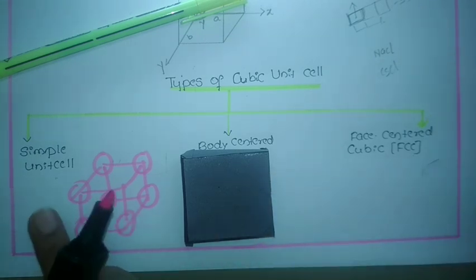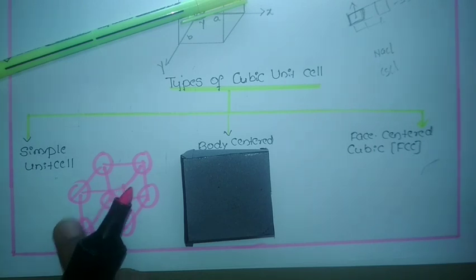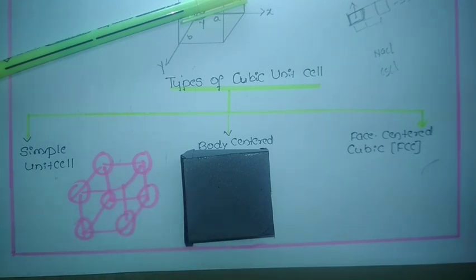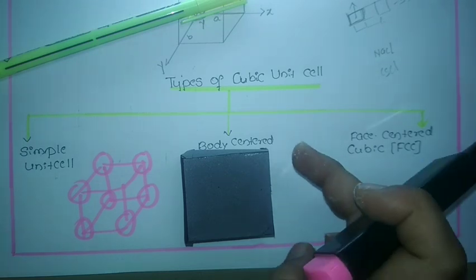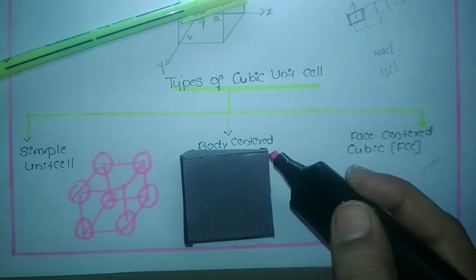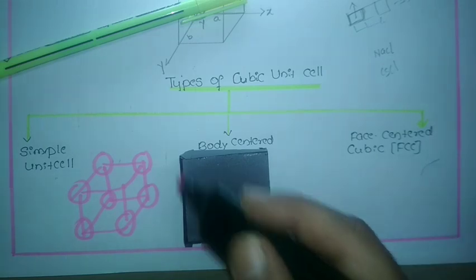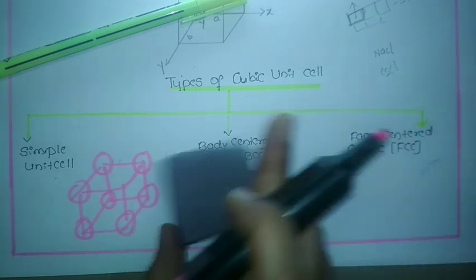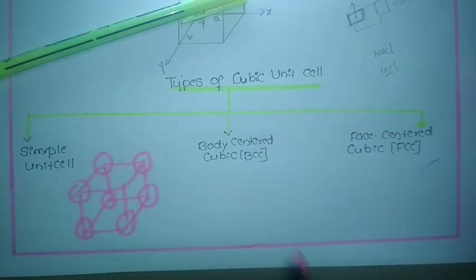Now, a simple unit cell can also be known as a primitive cell. How are the atoms arranged over here at the corners? How many corners? 8 corners. So atoms are present like 1, 2, 3, 4, 5, 6, 7, 8. This is a simple unit cell. This is how the simple unit cell looks.